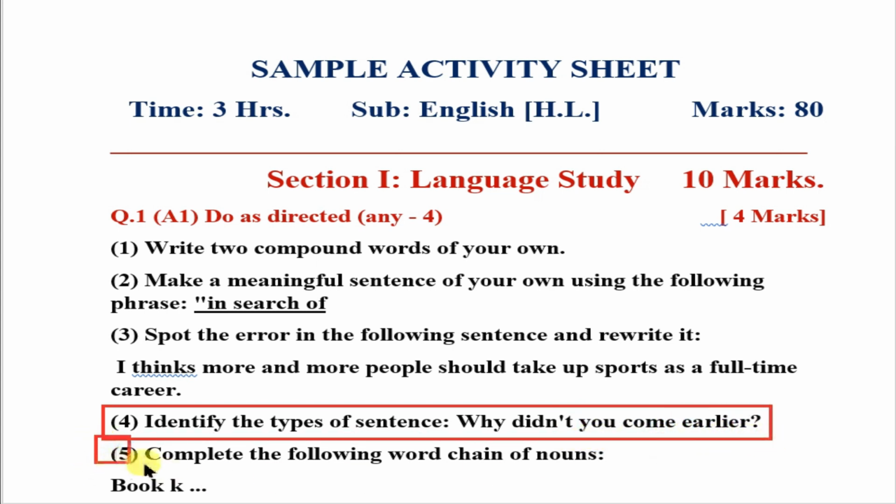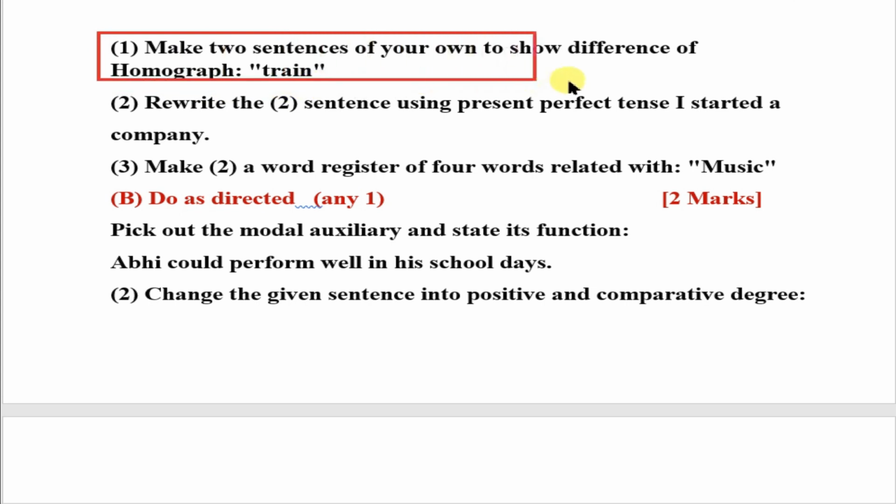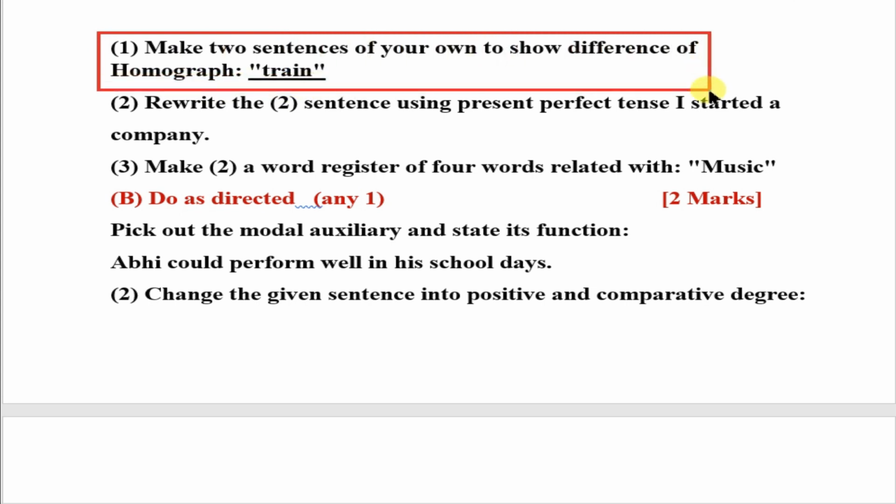Number 5. Complete the following word chain of nouns. The word given is book. Next, A2. Do as directed, any 2. 1. Make 2 sentences of your own to show the difference of a homograph. And the word is train.